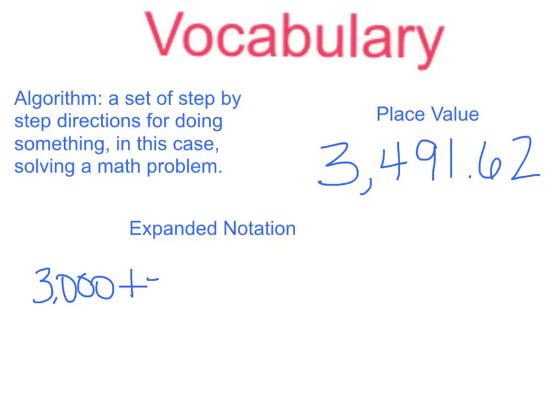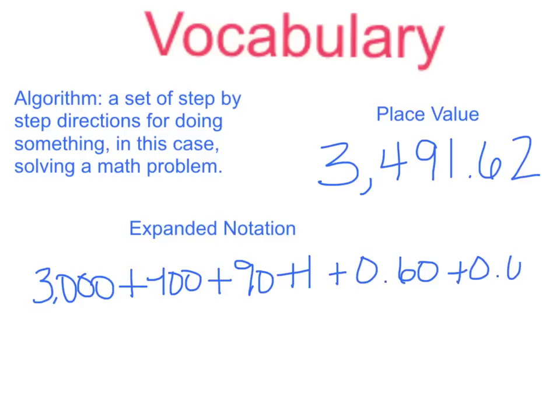3,000 plus 400 plus 90 plus 1 plus 0.60 plus 0.02. And this is exactly what we're talking about with this definition. This is a sum of all of the parts of this number.